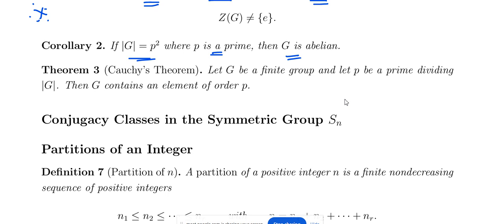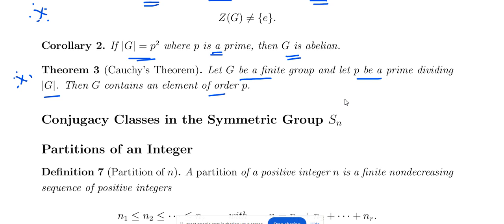And also the Cauchy theorem. Cauchy theorem: G is a finite group and P is a prime dividing the order of G. Then G contains an element of order P. It's a very important result. That is the Cauchy theorem.